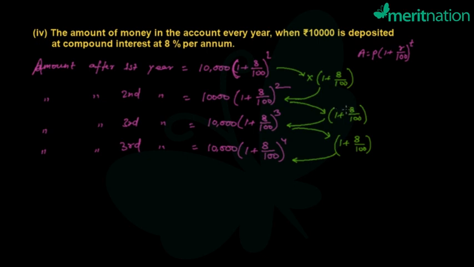According to the condition of an arithmetic progression, the terms should be added with the same number every time. But here the terms are getting multiplied, not added. So we can say finally, this is not an AP.